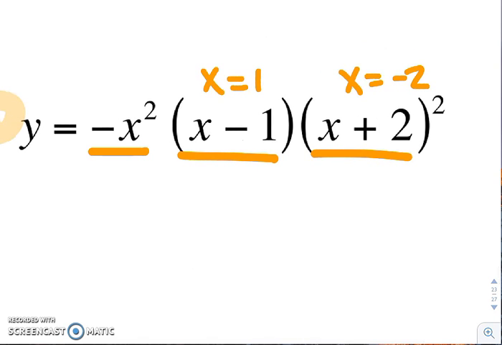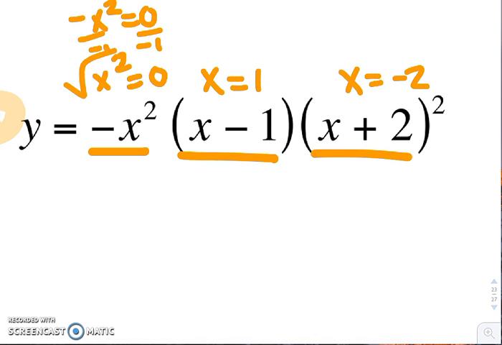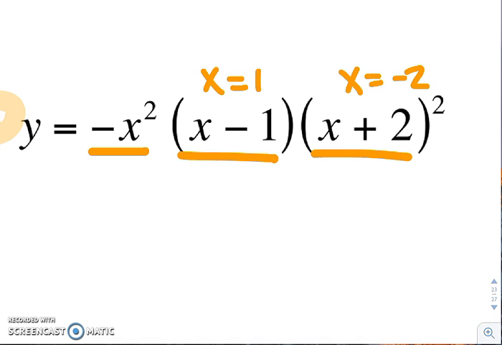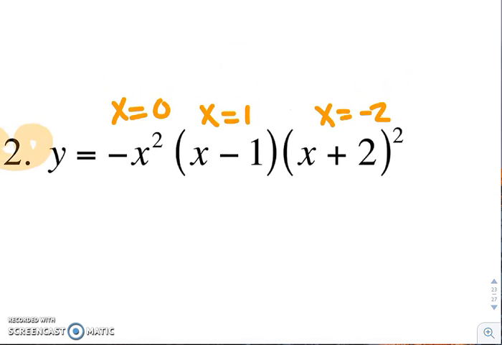Over here, negative x squared, we would divide by negative. 0 divided by anything is still 0. So you get x squared equals 0. Take the square root, and you'd still end up with x equaling 0. So those are your three solutions or zeros to this polynomial equation.